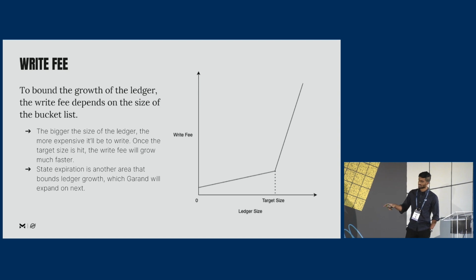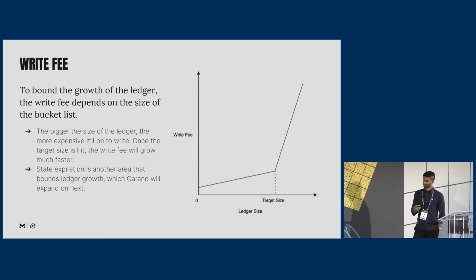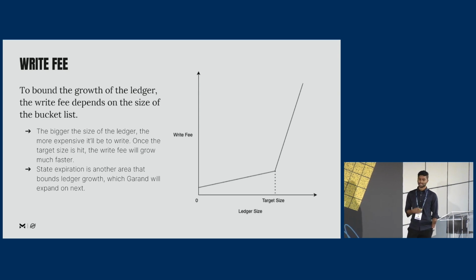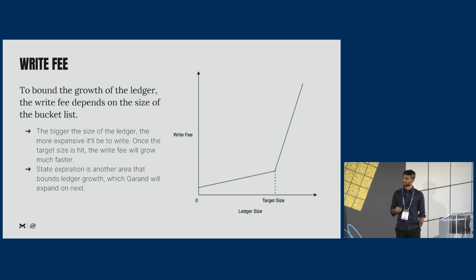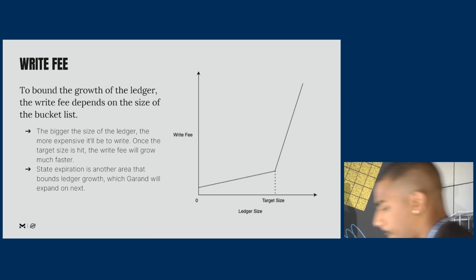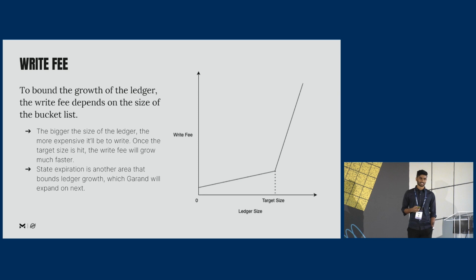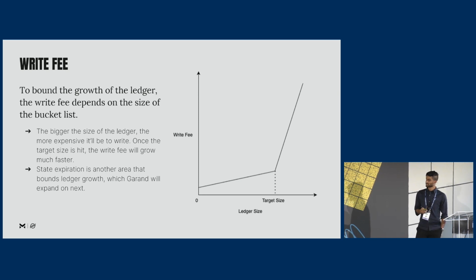And this target size is a setting in the validators that can be updated through a validator vote. And the reason we have this is for the network to be able to determine an upper bound for it to stay healthy on the size of the ledger. And if it gets hit, it gives the network time to react to it instead of just allowing unbounded ledger growth. And while this is one mechanism that we use to bound ledger growth, state expiration is another area that Gerend will expand on in his talk right after this.